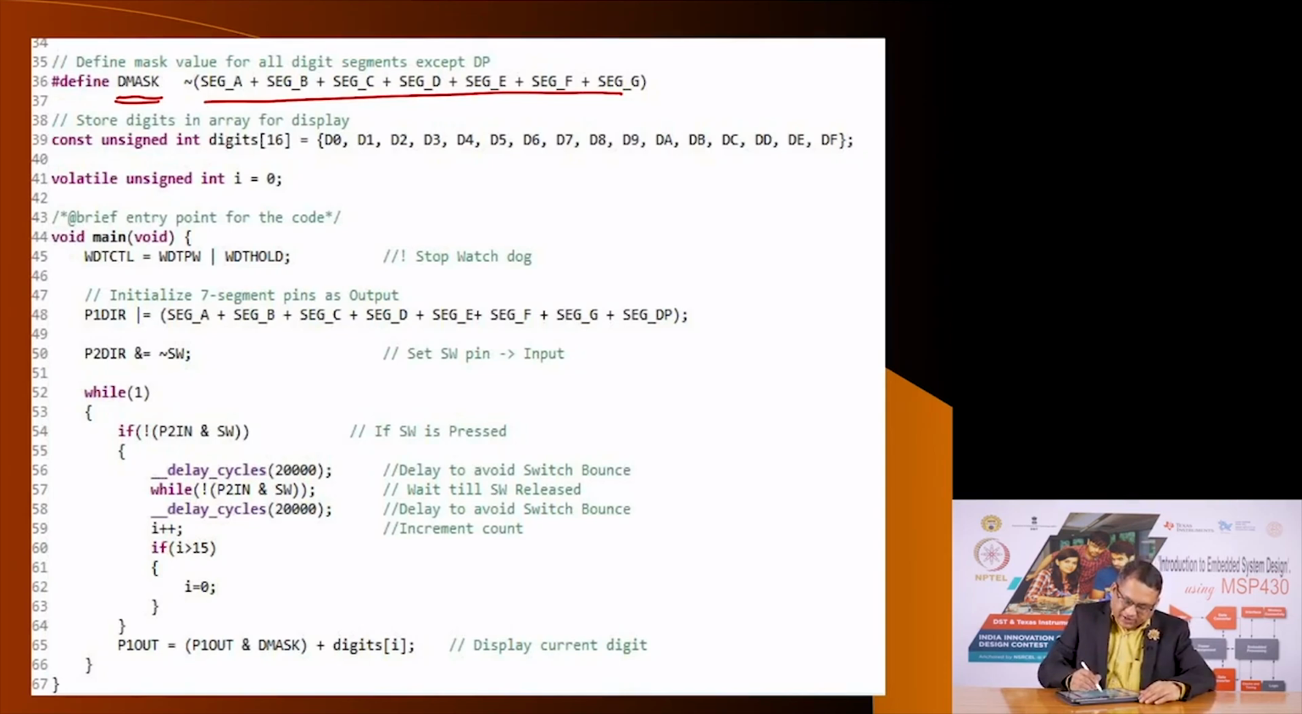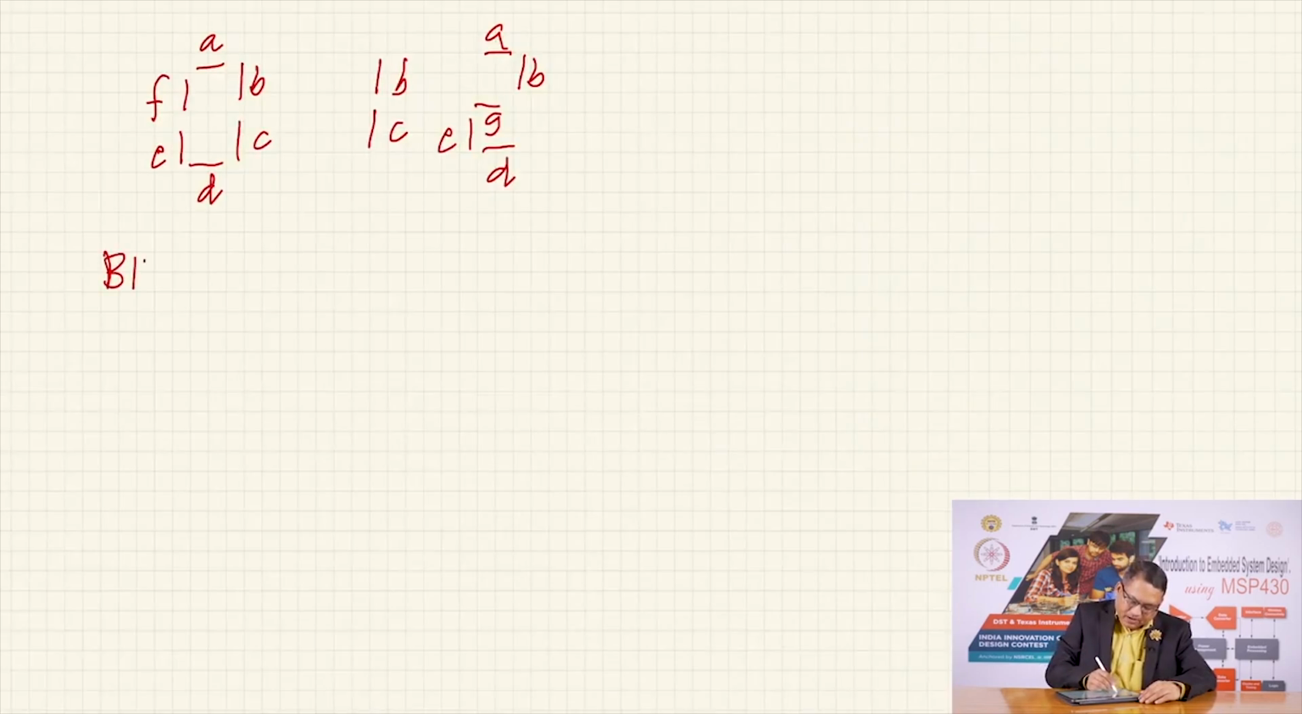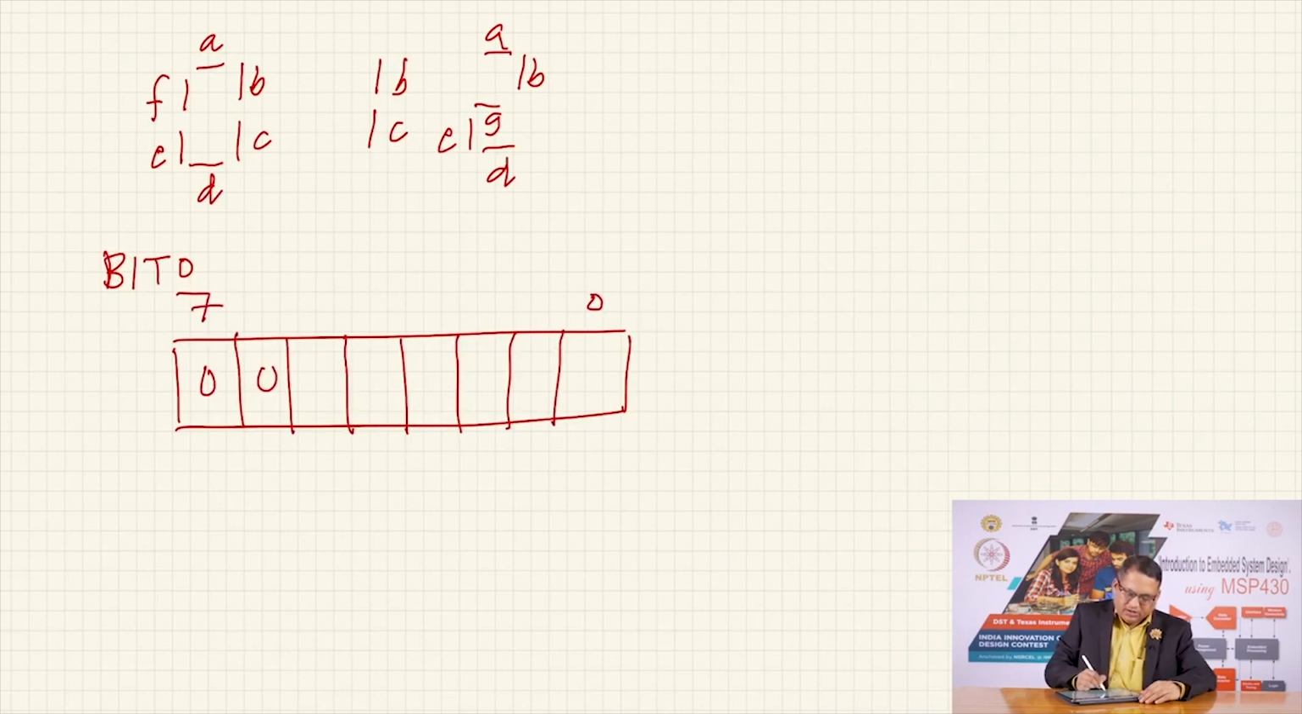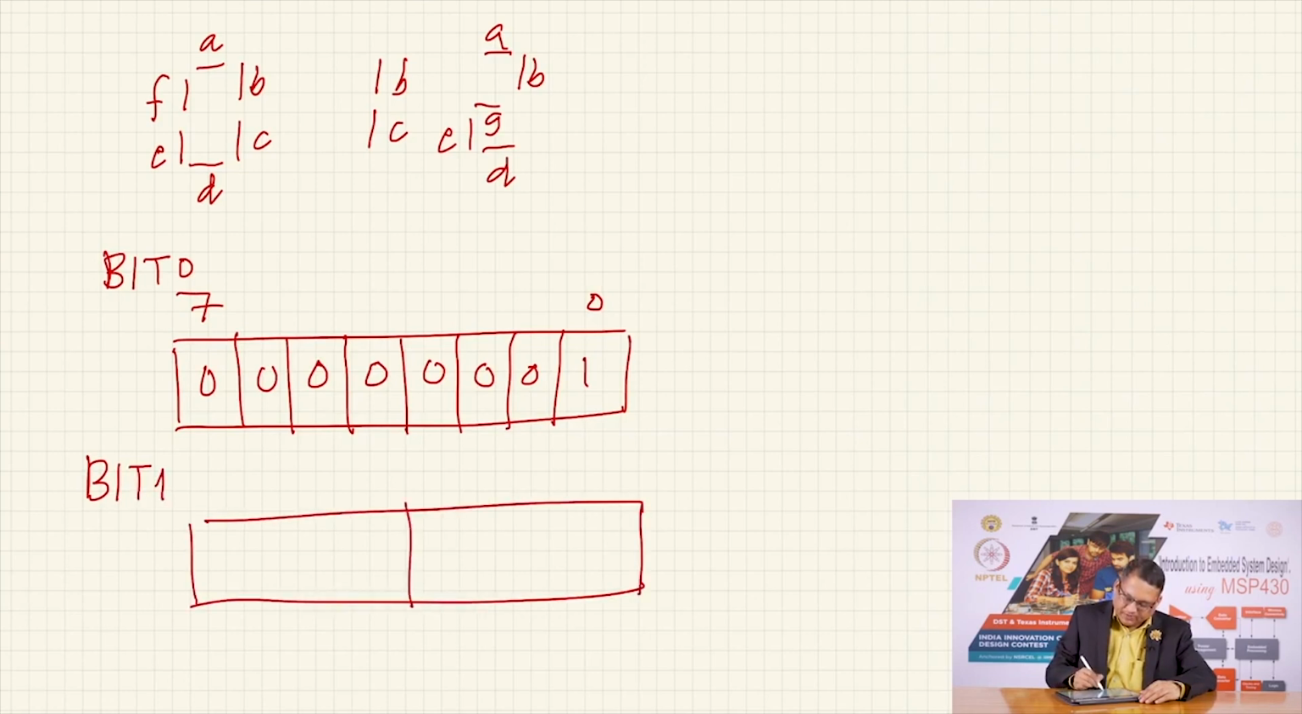So, when I say seg A, and we have seen what is seg A, seg A is bit 0. And what is bit 0? Of all the 8 bits, the 0th bit is 1, that is the meaning of bit 0. So, this is 0 to 7, all are 0 except 1. What is bit 1? Instead of the 0th bit, the 1st bit is on.